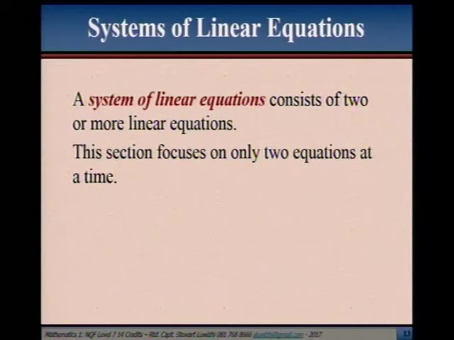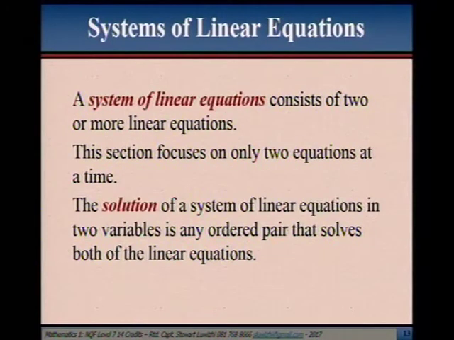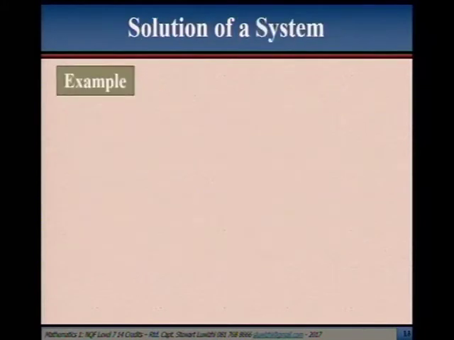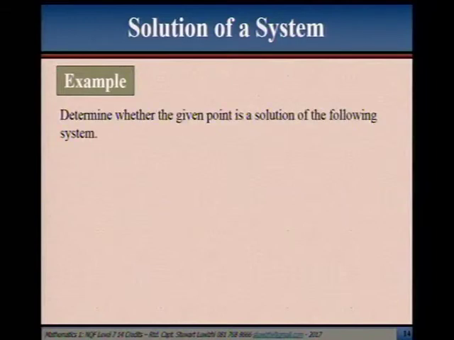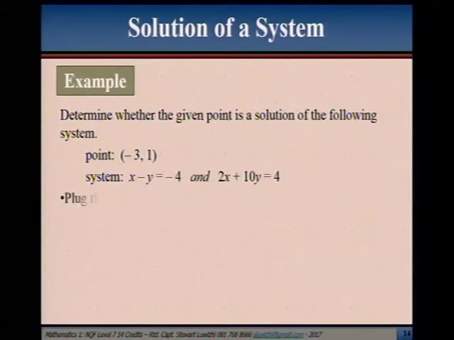Right. So, two linear equations at a time. The solution of a system of linear equations in two variables is an ordered pair that solves both of the linear equations. Because we'll be having two variables in these two linear equations, and we must find solutions to those unknown variables. Now, we have got various ways of dealing with this, right?